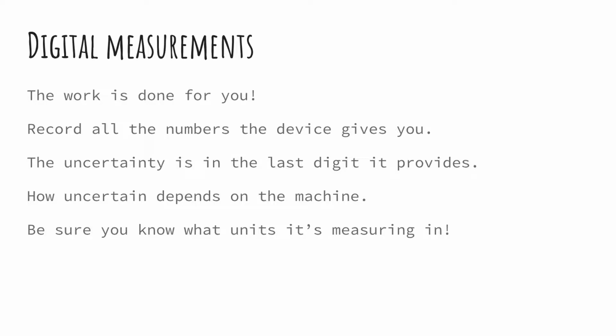And also, be certain you know what units the machine is reporting. And then, write those down. Remember, every measurement: number, magnitude, and units. You need all of those. Digital measurements, they do a lot of the work for you, but not all of it. And always, always write it down.